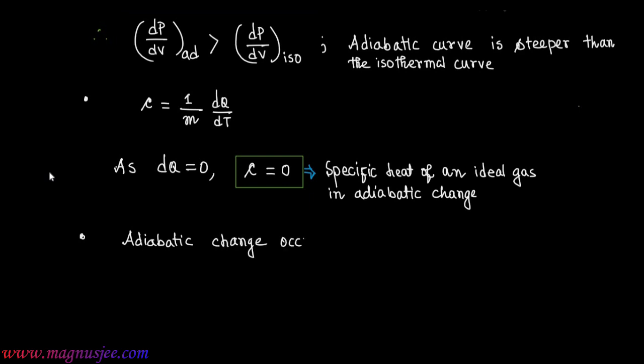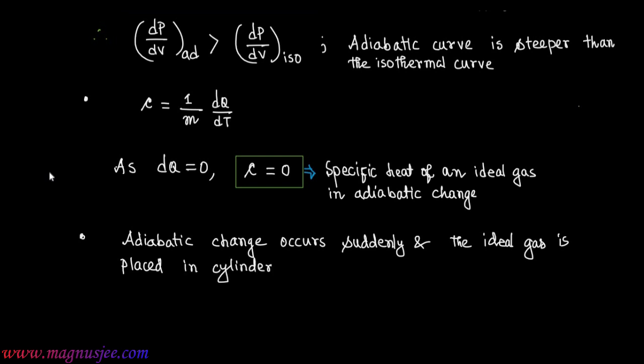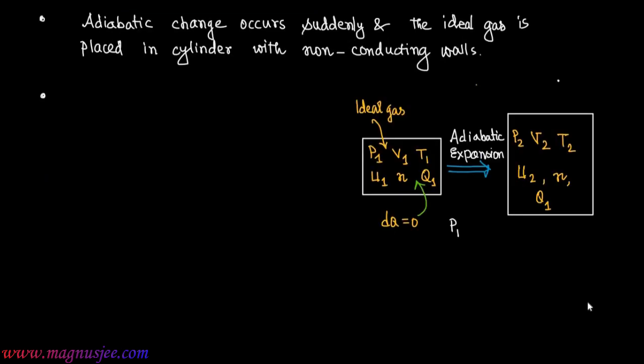Adiabatic change occurs suddenly, and the ideal gas is placed in a cylinder with non-conducting walls.